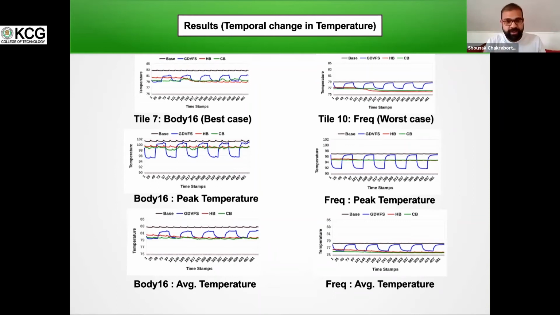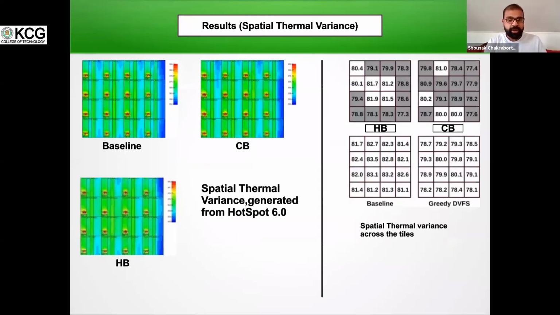This is a special thermal view that I have generated from HotSpot. You can see the 16 tiles here. It's not at all much visible on this diagram. Okay, from here you can see the results.